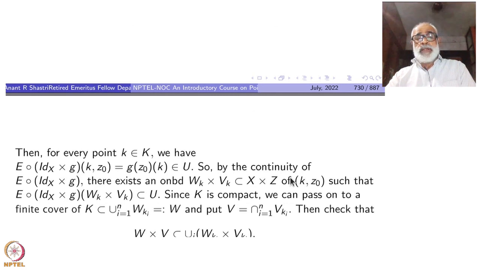So by continuity of E composite identity of X cross G, this is continuous is the hypothesis, there exist neighborhoods W_k cross V_k inside X cross Z of this pair k comma Z naught, such that E composite identity of X cross G operating on this product neighborhood goes inside U. That is what we want. That is inside U.